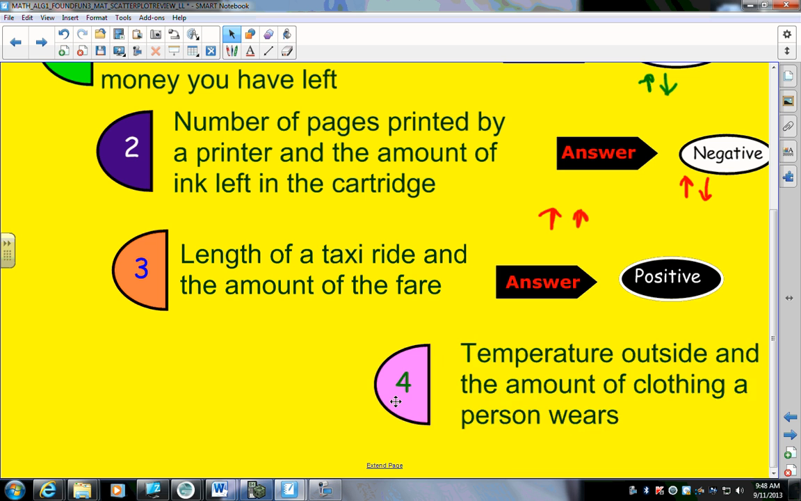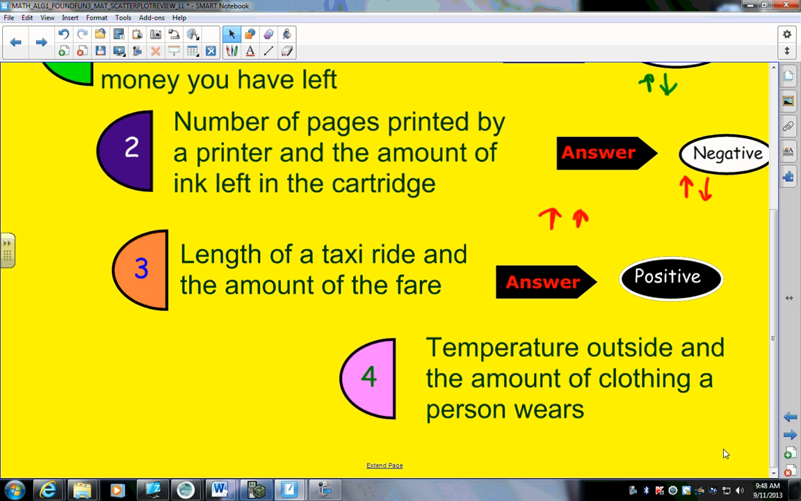Number 4, try this one. It says the temperature outside and the amount of clothing a person wears. Just write down P, N, or NC.